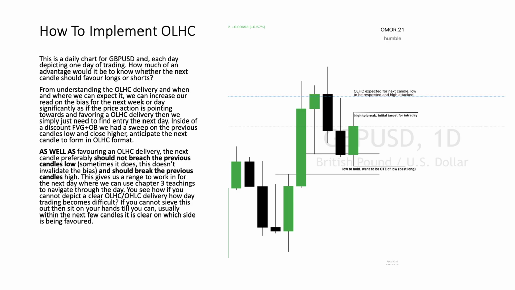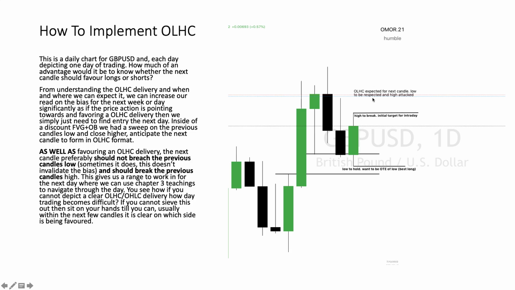Inside of a discount fair value gap and order block, we had a sweep on the previous candle's low and a close higher. Anticipate the next candle to now form in the format of an open, low, high, close, right? 1, 2, 3 candles down together make one bullish order block. Coupled with a fair value gap, this candle moves down into it, sweeps the previous candle's low and closes higher. We expect the next candle to trade higher, right?